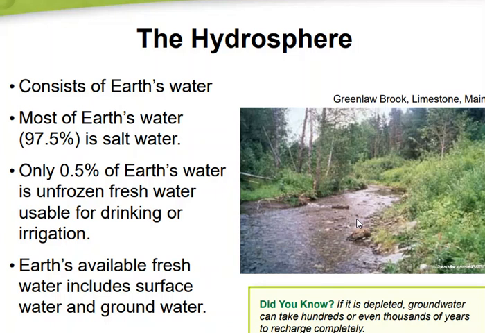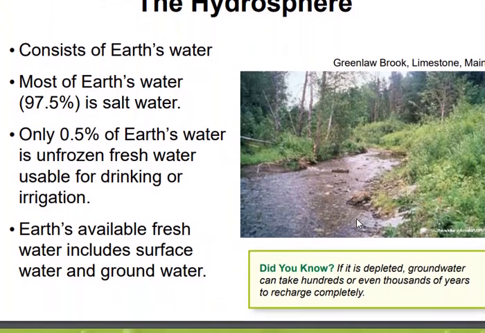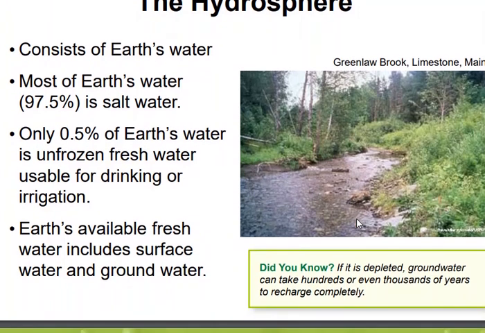All right, so the hydrosphere consists of Earth's water. Most of Earth's water is salt water. We have very little fresh water. Only 0.5% of Earth's water is unfrozen fresh water, usable for drinking or irrigation. The rest of the fresh water is frozen. It's actually quite hard to get to. So Earth's available fresh water includes surface water and groundwater. It's surprising how little liquid fresh water we have for drinking, actually. But that's the hydrosphere.